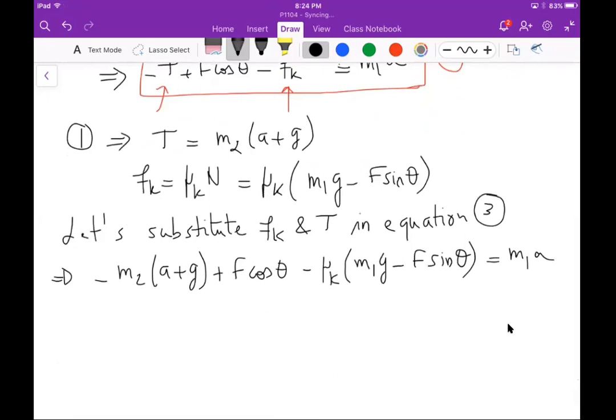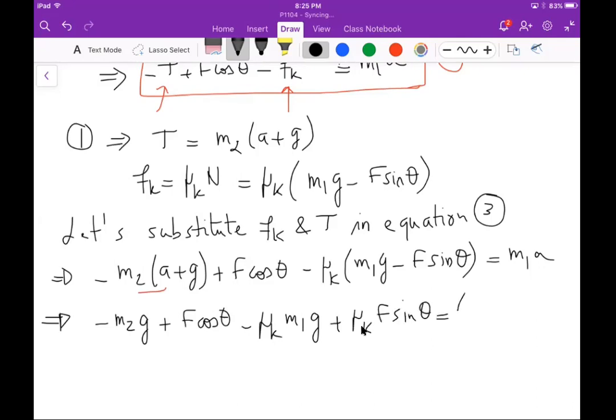So now the only unknown in this case is the acceleration A. So let's put all the terms involving the acceleration A together. Here we have minus M2 A on this side. If we move it to the other side, we end up with minus M2 G plus F cosine theta minus mu K M1 G plus mu K times F sine theta is equal to M1 plus M2 times A.